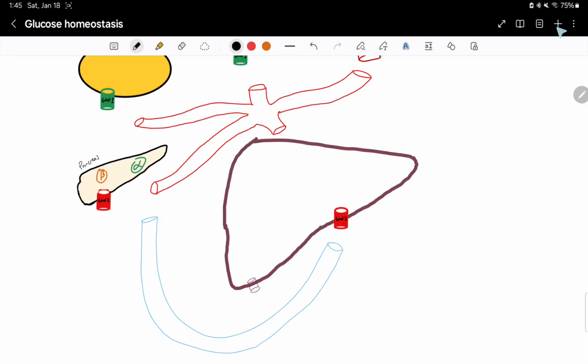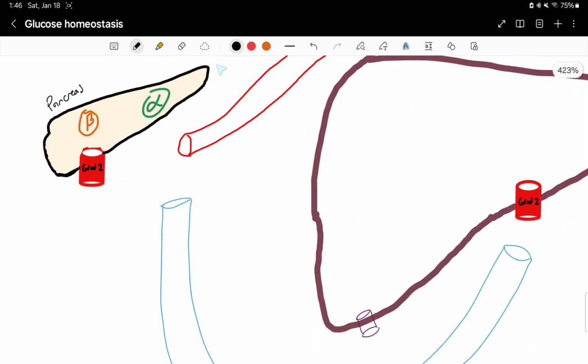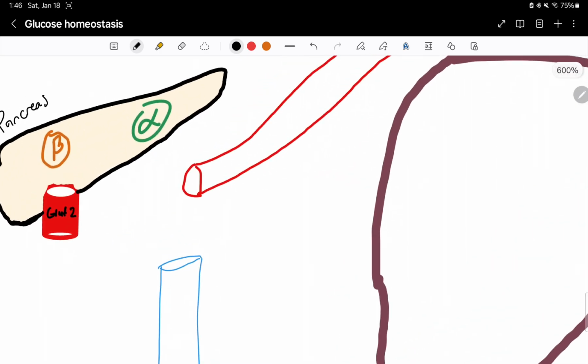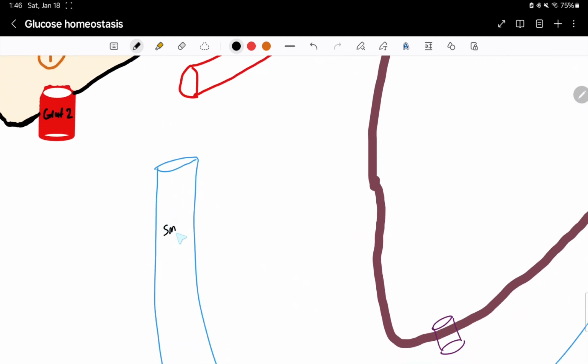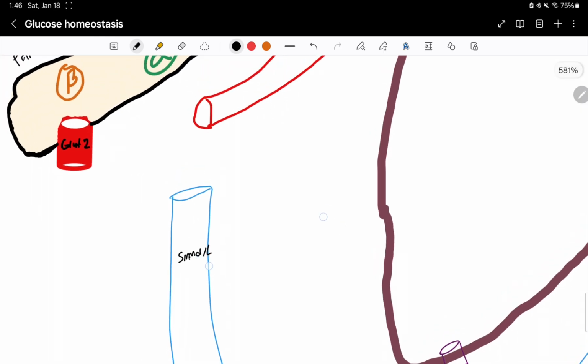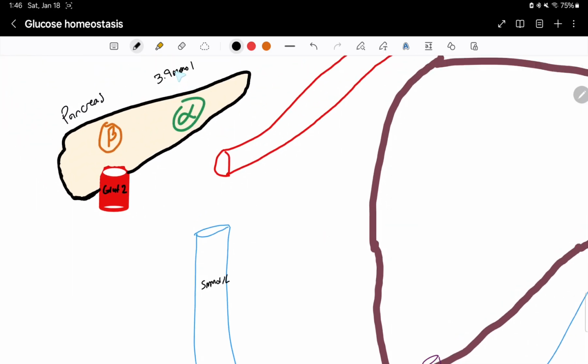So, first things first, you are in a fasted state, meaning you are not eating right now, so you're not getting exogenous glucose into the bloodstream. So what has to happen? Let's assume that your blood glucose drops to around 3.9 millimoles, because you guys know that the regular amount of glucose in the blood is about 5 millimoles per liter, but because you're in a fasted state, your glucose dropped to about 3.9.